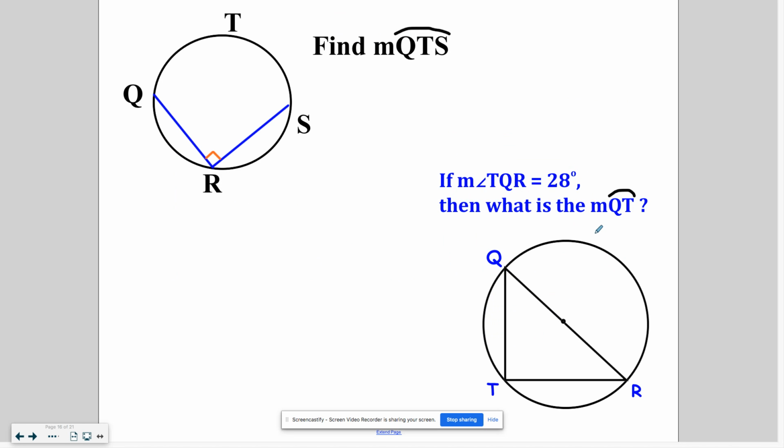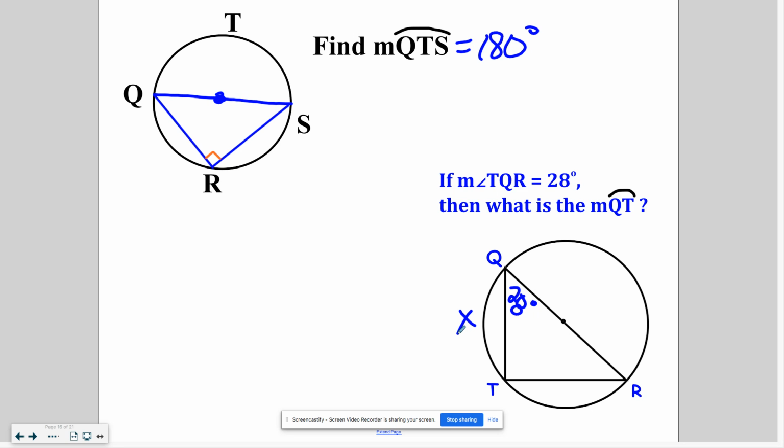All right, so let's use that. So this is a 90-degree angle. I immediately know that's a diameter. QTS, well, that's 180 degrees because that's half a circle, because it's on the other side of the diameter. TQR is 28 degrees, and we want QT. We want that. Oh, how am I going to do that?